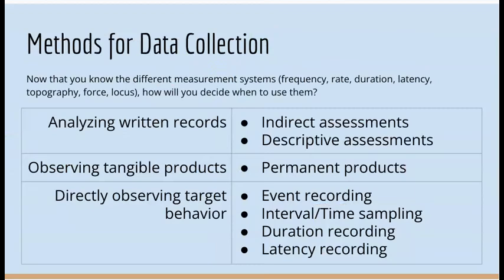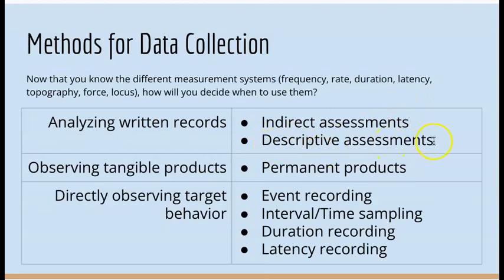All right, let's talk about a few other methods for data collection. You can analyze written records, which would include your records. Your written records could be indirect assessments. Thinking about your functional behavior assessments when you gather information from not direct observation, when you're getting information from parents or teachers or sometimes even the learner themselves, but not directly what they're doing. It's their own recollection of what they did and why.